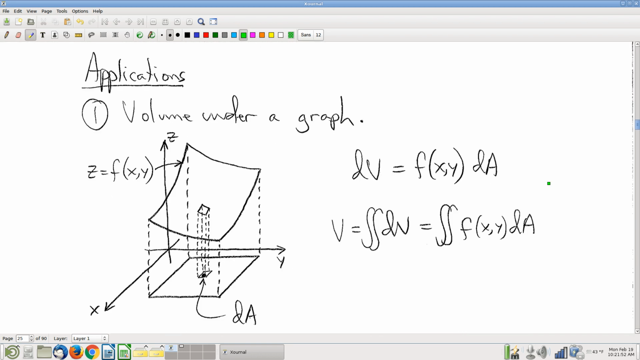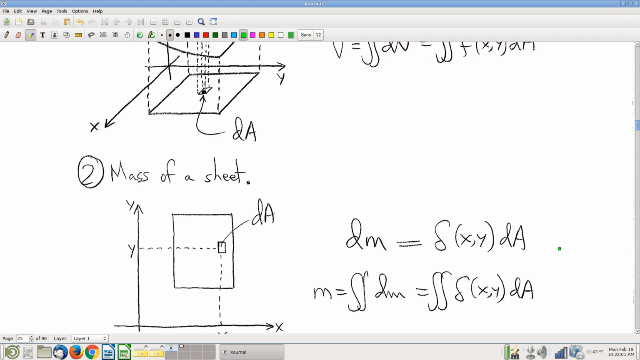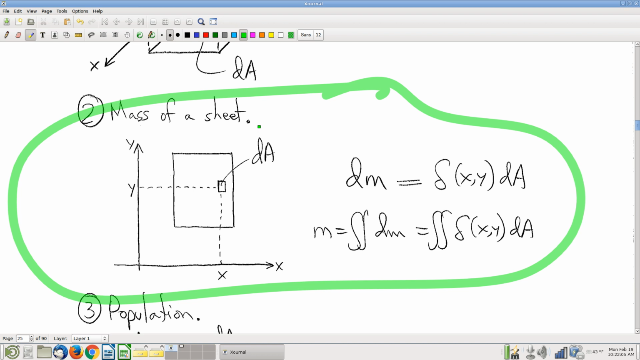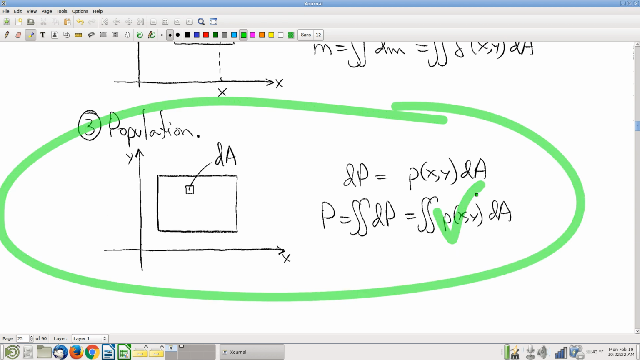Here are lots of various applications. You can compute the volume under a graph with a double integral. You can compute the amount of mass in a sheet where the density is distributed in whatever way, some arbitrarily distributed mass across a 2-dimensional region. A double integral will add that up for you. You can compute the population in a rectangular shaped region, again, with a double integral.